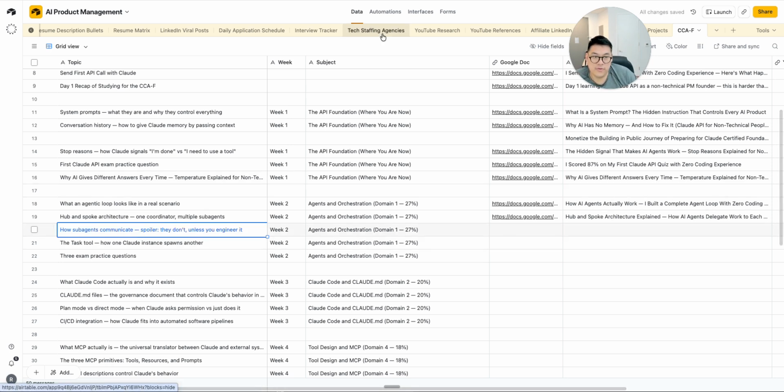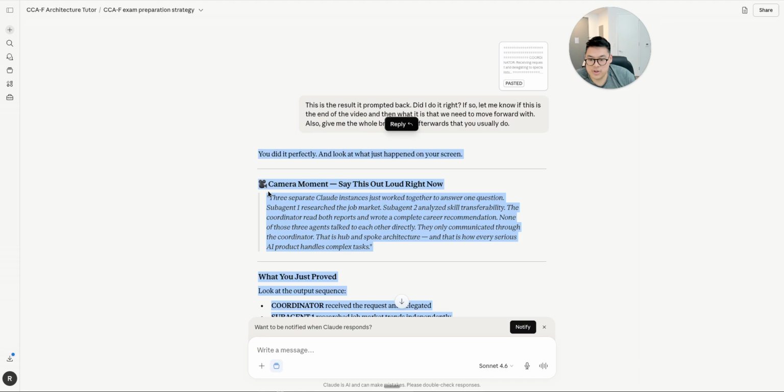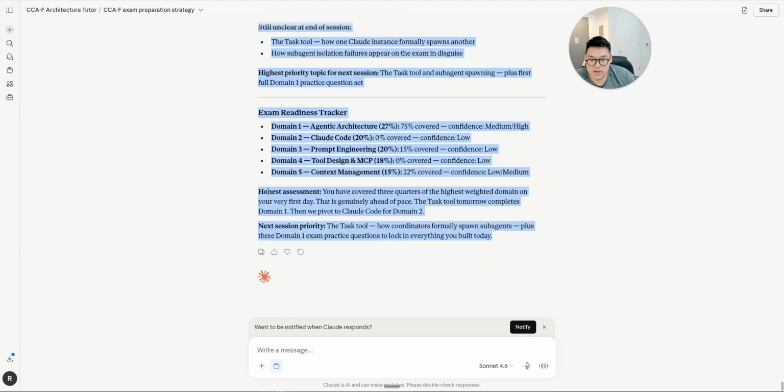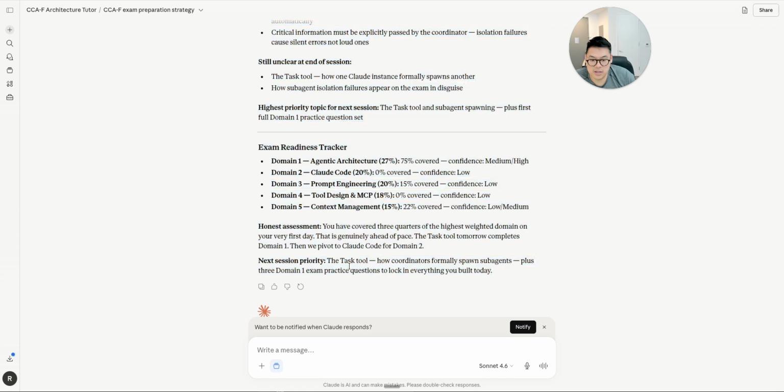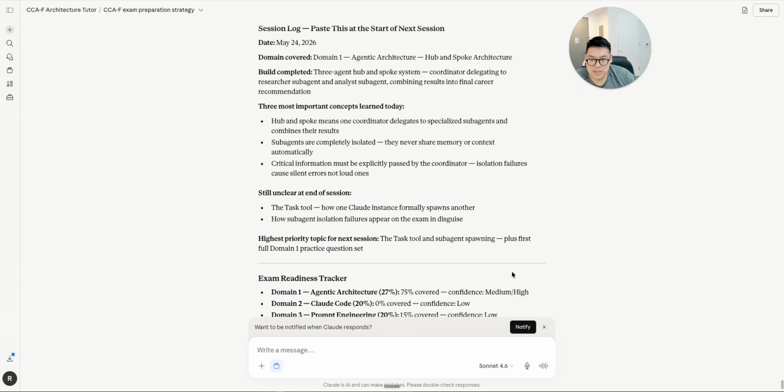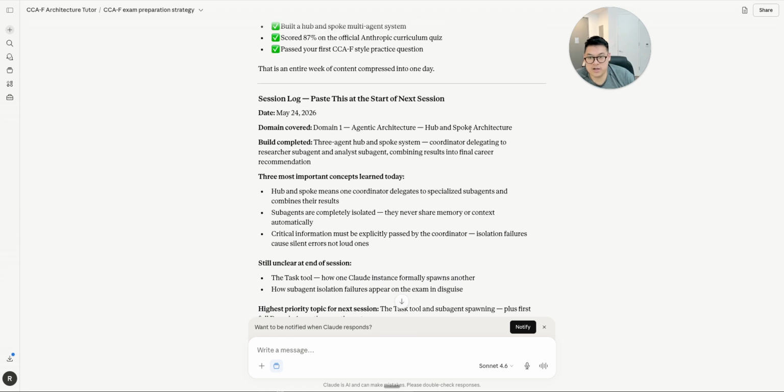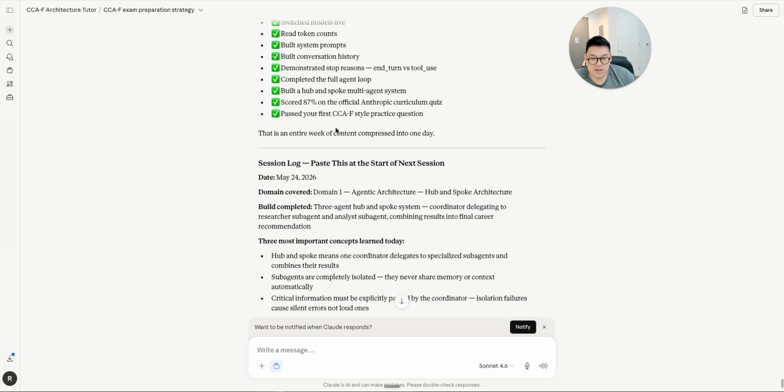But now we're going to move on to the next section, which is how sub-agents communicate. Spoiler, they don't. And if we go all the way down here, we're actually going to see, damn, let's get it. Let's really get it. We did a week of this pretty much in a day, and I'm feeling a lot better about this exam now too.